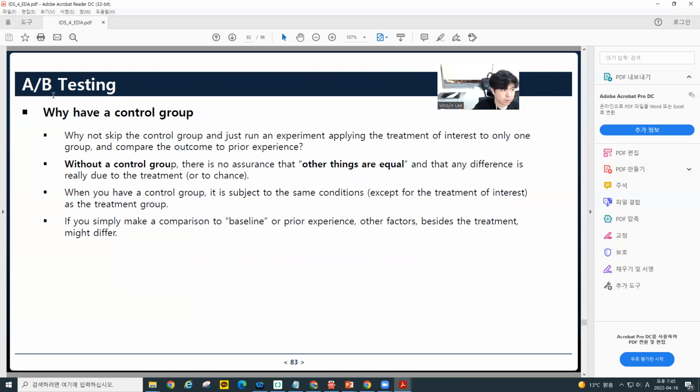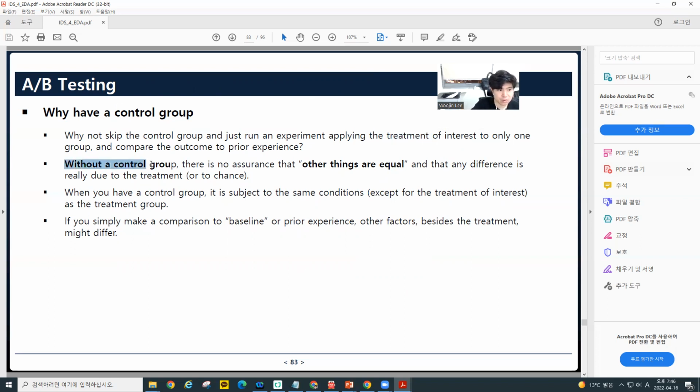Then we want to find out why we have a control group. The control group is the one where everything is the same, but only one treatment is different. Since we have a control group, we can test whether the treatment is the only influence that makes those two experiments different.